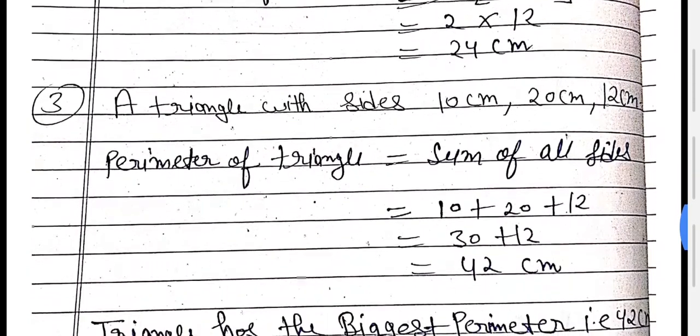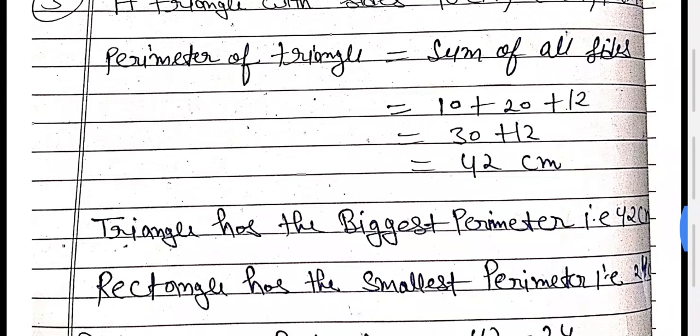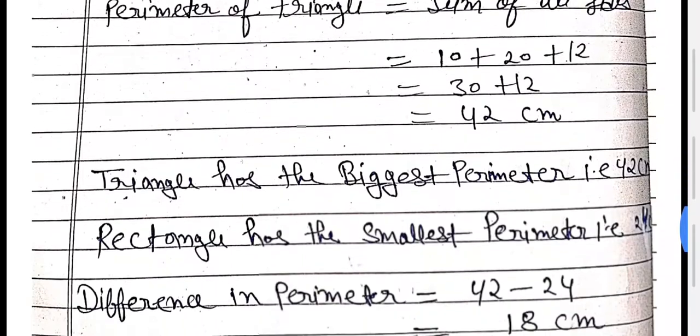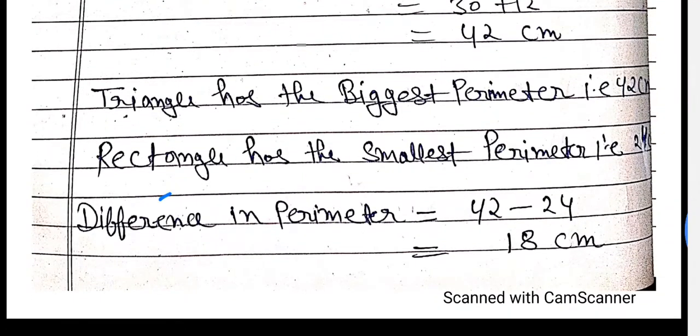So now just comparison: it becomes 36, 24 and 42. There are 3 perimeters. So which figure has the greatest perimeter? Triangle. So triangle has the biggest perimeter, that is 42 centimeter. And which figure has the smallest? 24, that is rectangle. So rectangle has the smallest perimeter, that is 24. And what is the difference in perimeter?